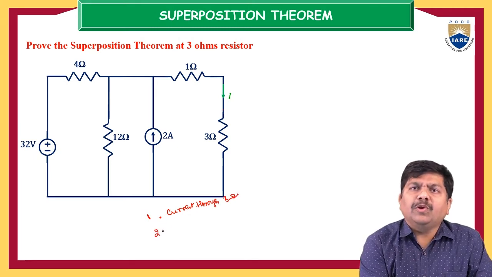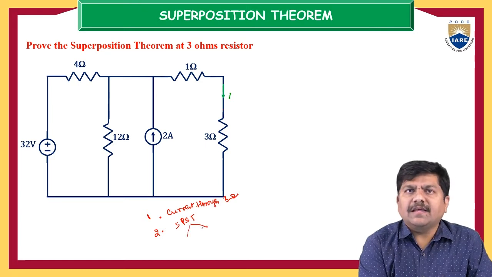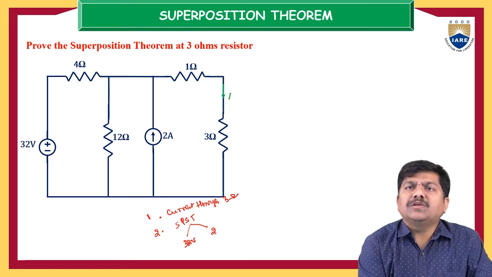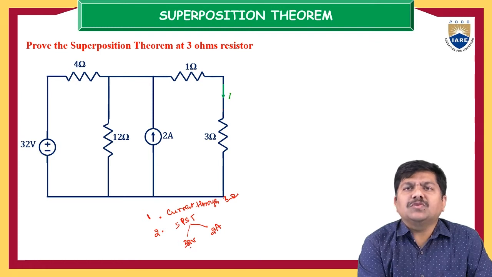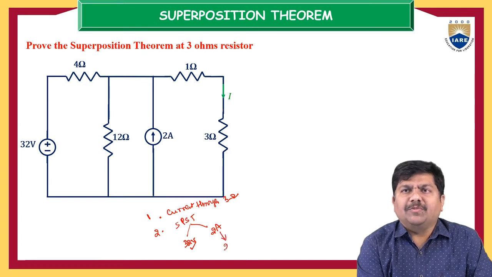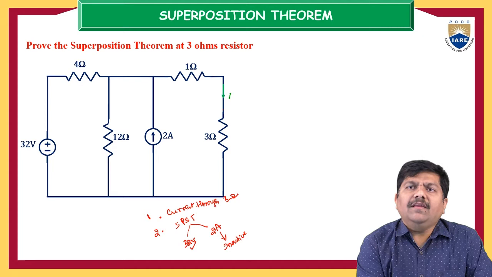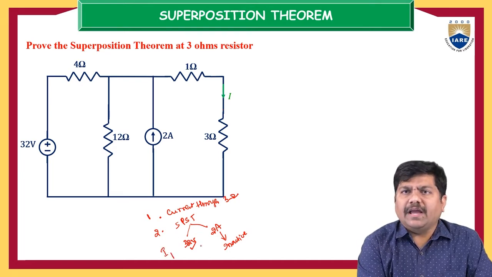Second point is I am going to verify this current with the help of the superposition theorem. In this theorem, how many energy sources are there? There are two energy sources: one is the 32 volts source and the next one is the 2 amps source. In case 1, I make the 32 volts source active, and the 2 amps source inactive. Then we determine the current through the 3 ohm resistor as I1.